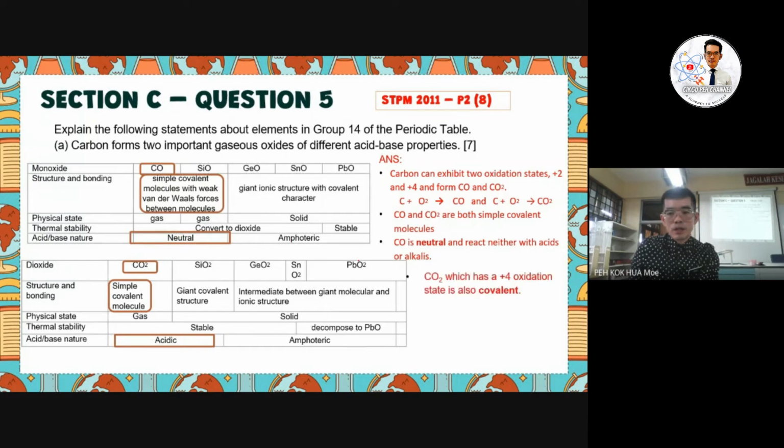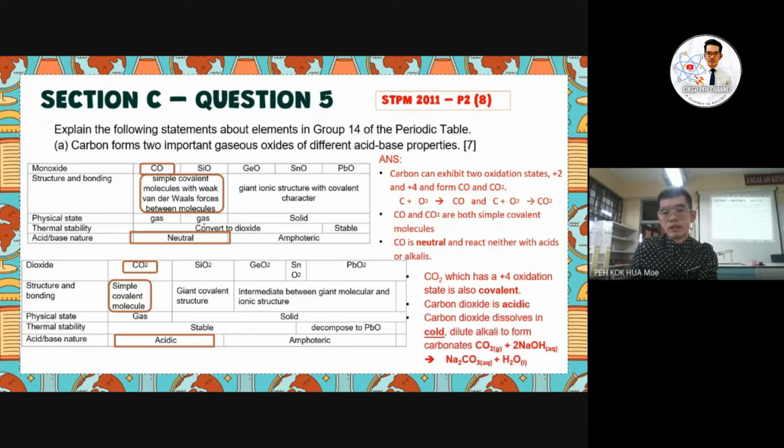You can get this from your table. And then carbon dioxide is in the +4 oxidation state, and it is acidic. That means it can react with base. Since carbon dioxide is acidic, carbon dioxide dissolves in cold, dilute alkali to form carbonate. And then you give the equation. 7 marks. So here is the answer.